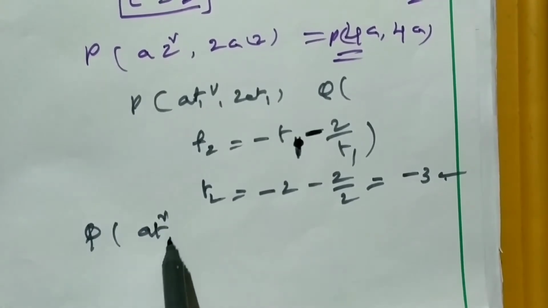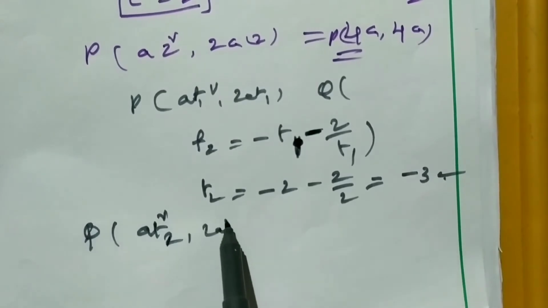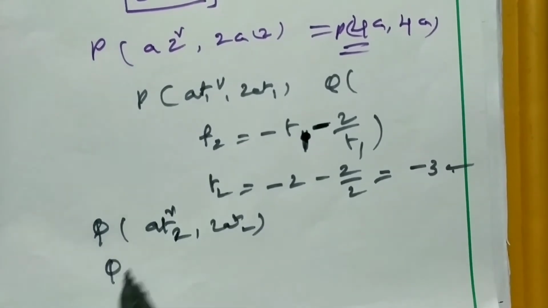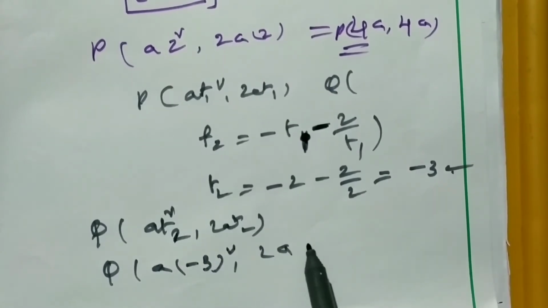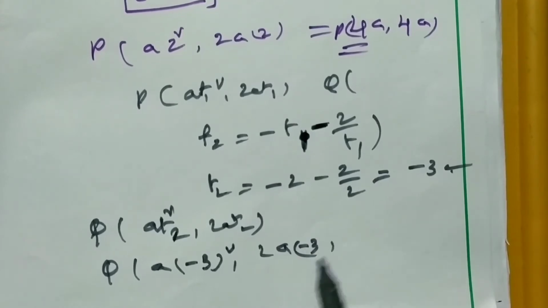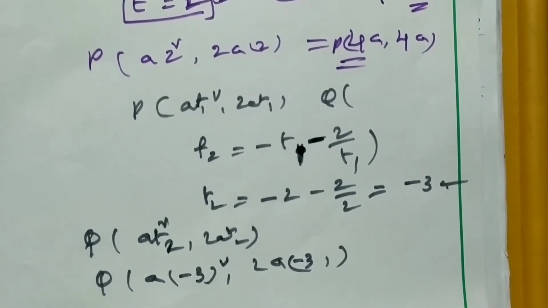Therefore Q can be taken in the general form as a t2 square comma 2a t2. Here Q is equal to a into minus 3 whole square comma 2a into minus 3. Simplifying, you will get 9a comma minus 6a. This is the other end point of the normal, Q.